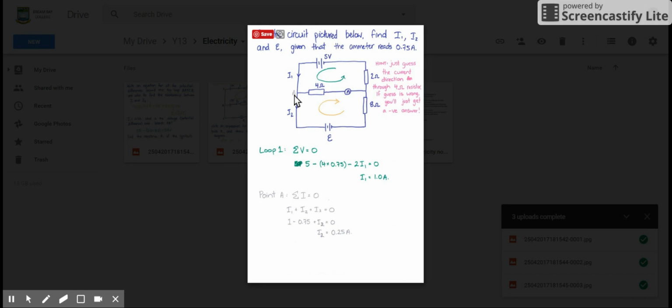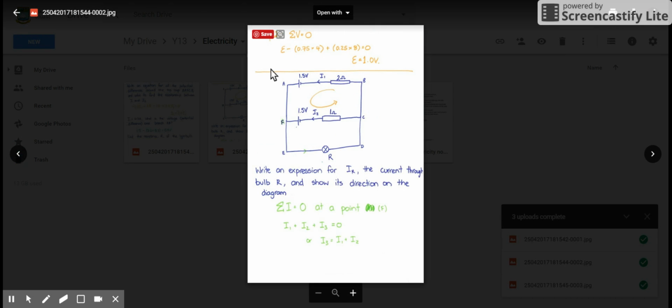You'll see I've labeled point A, and down here I've written it, so it's nice and easy to see. So we say I1, which we just worked out, is 1 amp, minus 0.75, that's the current flowing down this way, coming out of it, plus I2, because we don't know yet what that is, and it works out that it's 0.25 amps. And that makes sense. 1 minus 0.75 equals 0.25.